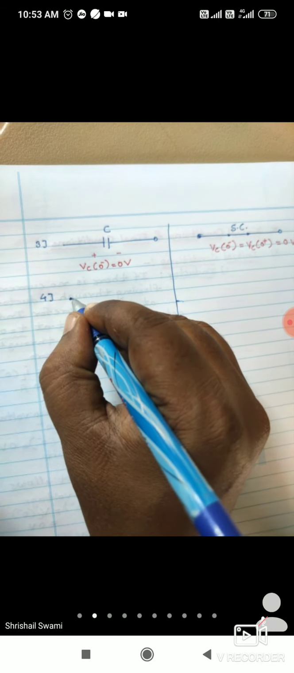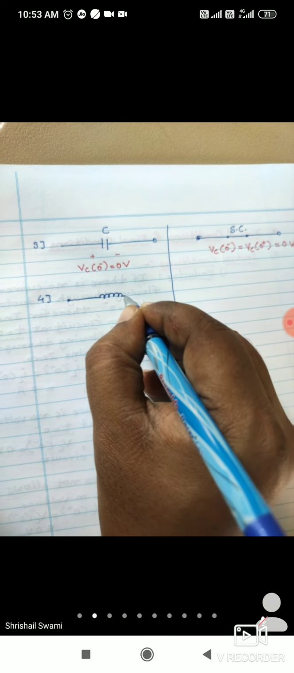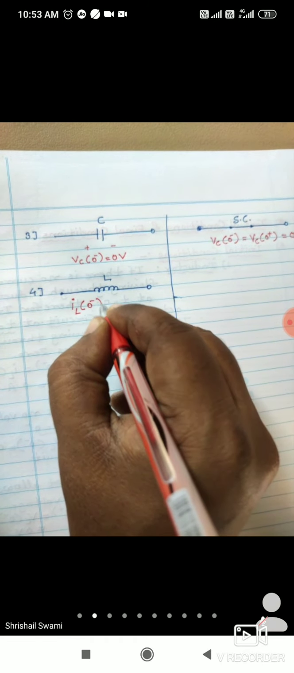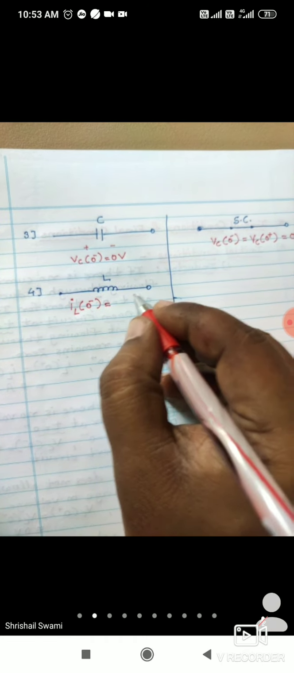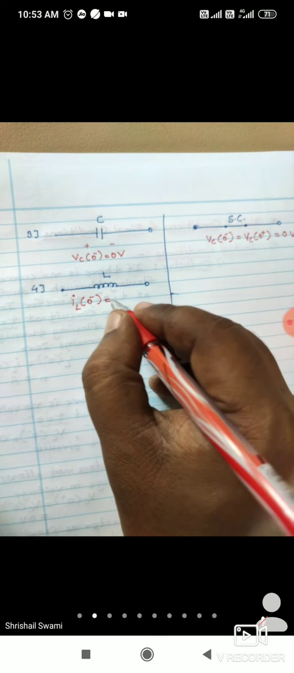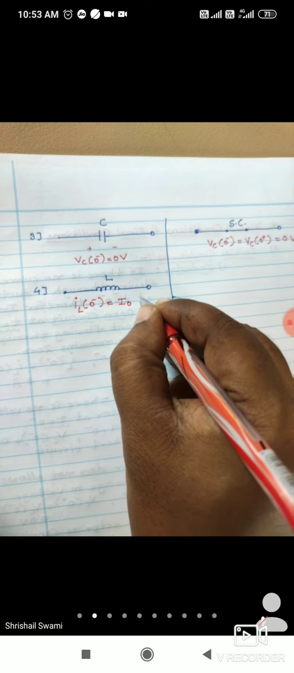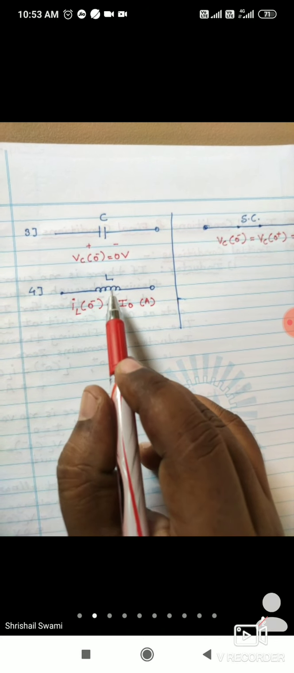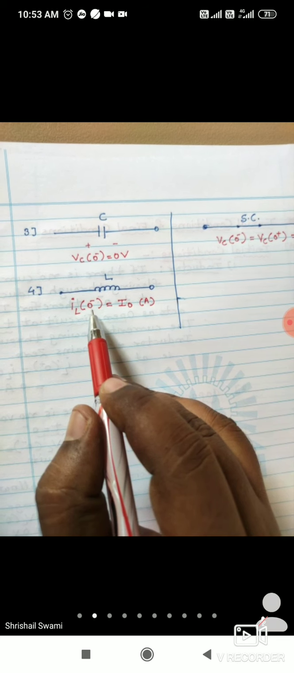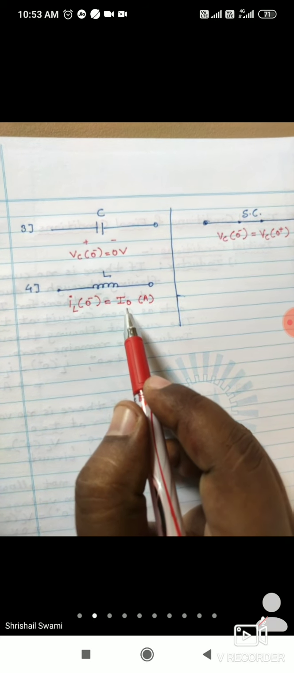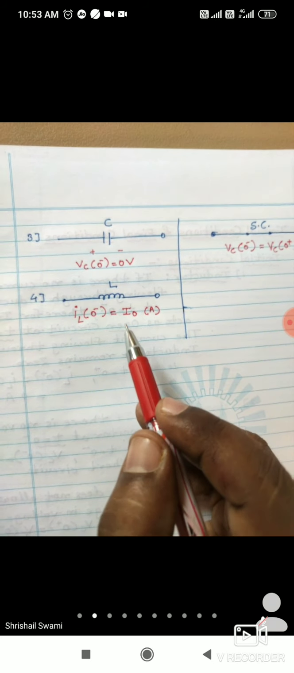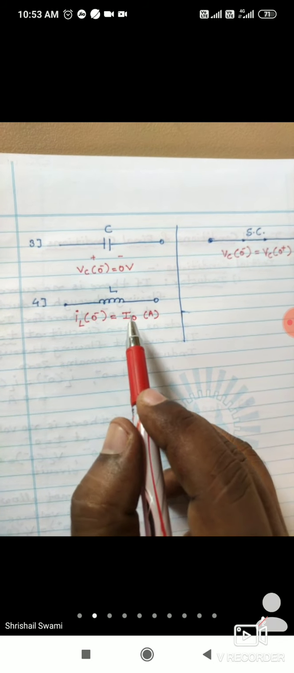If current passing through inductor at the initial is some value, that is IL of 0 minus is equal to some ampere. So how we can mention that? I0, unit is ampere. So let the current passing through inductor at initial, that is at t is equal to 0 minus, is I0. मग I0 चं व्हॅल्यू काय पण असू शकेल, 1 ampere, 0.5 ampere, 2 ampere, 5 ampere, whatever may be the initial current.